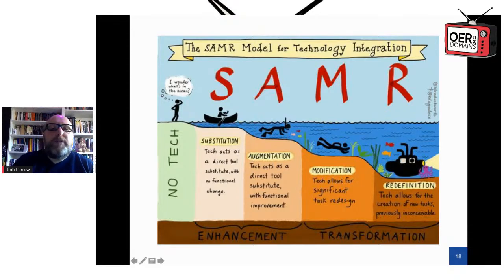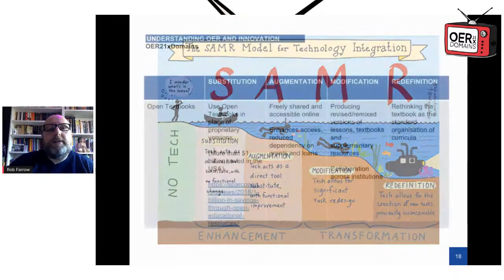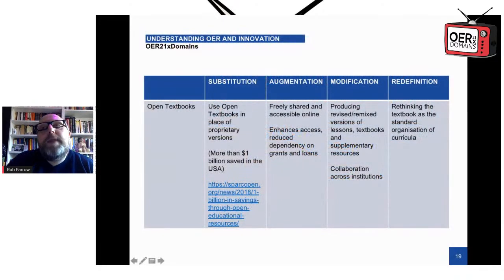The next stage would be modification. So eventually you can get some sort of redesign of the task. And finally, you can rethink entirely the whole process because you've reached a certain point where you've transformed the task or the challenge. Now, if you map this onto, for instance, open textbooks, I think it's quite interesting. And I think this actually maps quite well onto the sort of spectrum of what you might do with OER.